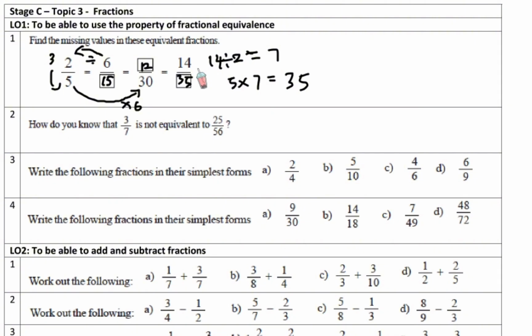Question 2. How do you know that 3 over 7 is not equivalent to 25 over 56? So first we can take 3 over 7, and since 7 multiplied by 8 would equal to 56, you can take 3 multiplied by 8 would equal to 24. So the correct fraction should be 3 over 7 would equal to 24 over 56.